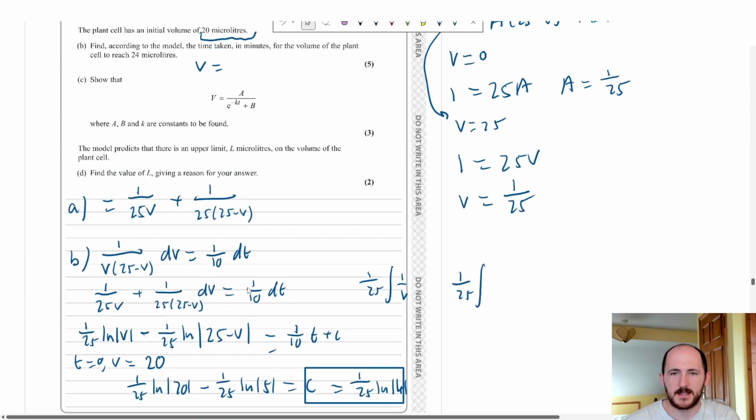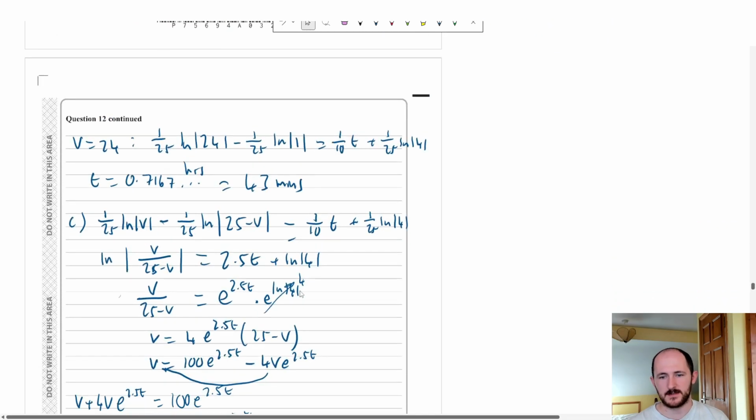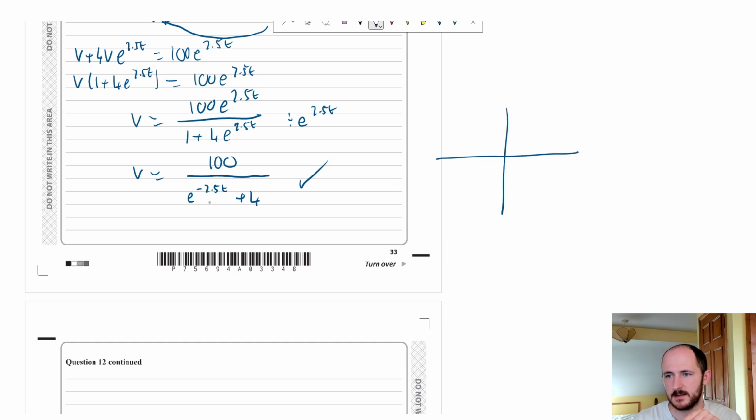Cool. Now it says the model predicts that there is an upper limit L microliters on the volume of the plant cell. Find the value of L, give a reason for your answer. Okay, so what's the maximum this thing here can be? Well, first of all, what you might notice when it comes to exponential functions, if it's to the negative, it means that it's going down, right? So the graph looks like this.